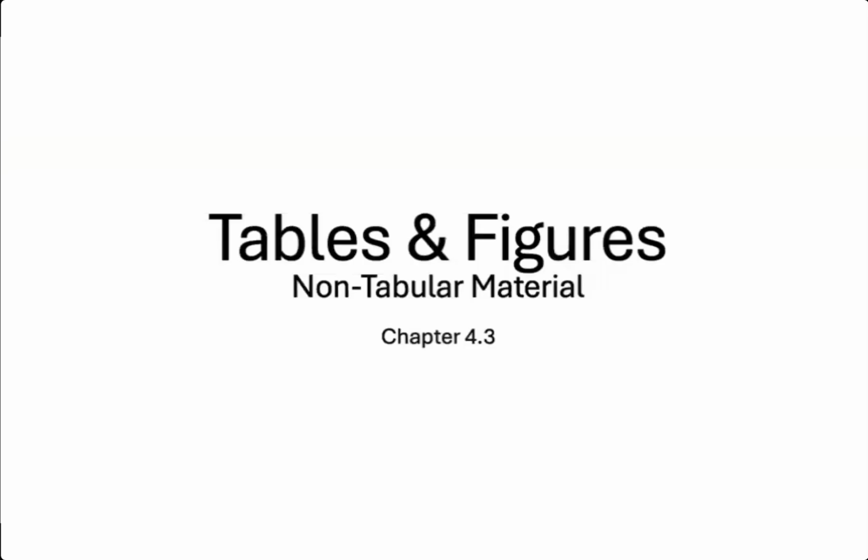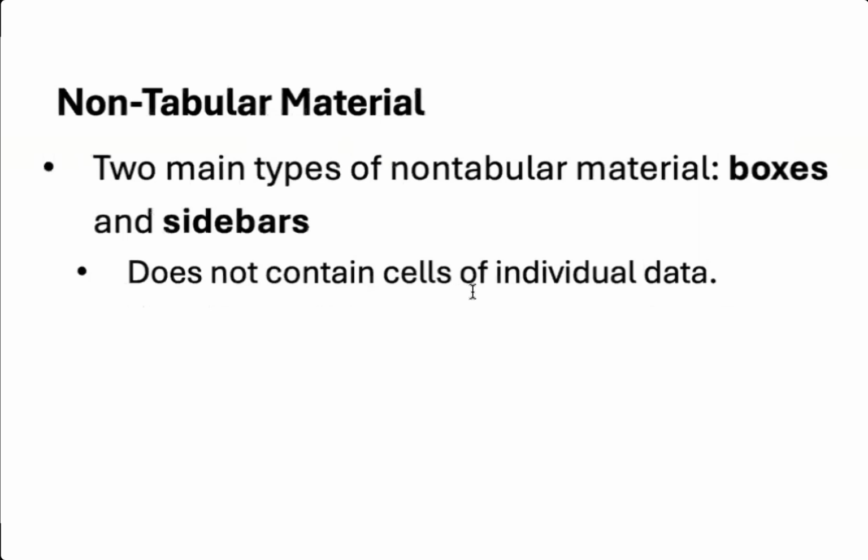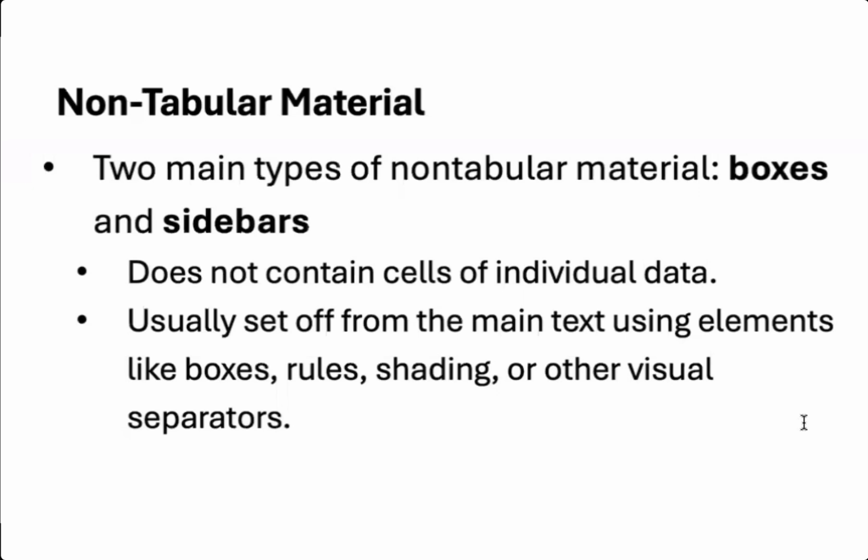Finally, we have the non-tabular material. It's quite a short section. You can see here, it really is just boxes and sidebars. That's it for non-tabular material. Boxes and sidebars do not contain cells of individual data. That's pretty much the definition there. And they're usually set off in the main text using elements like boxes, rules, shading, or other visual separators.